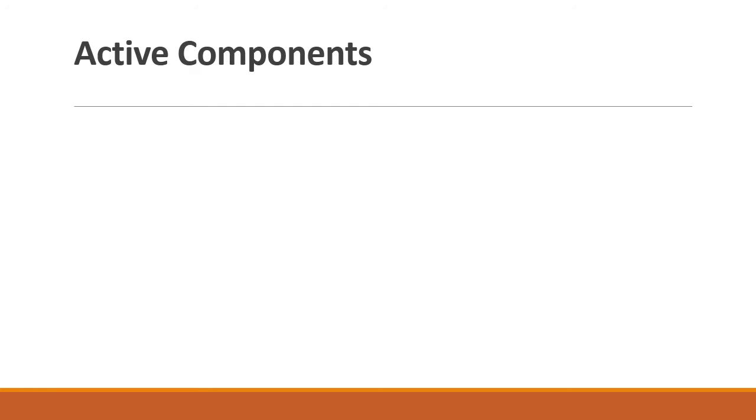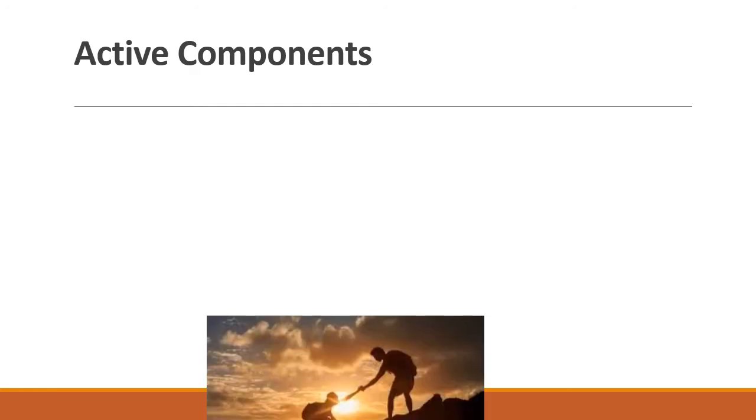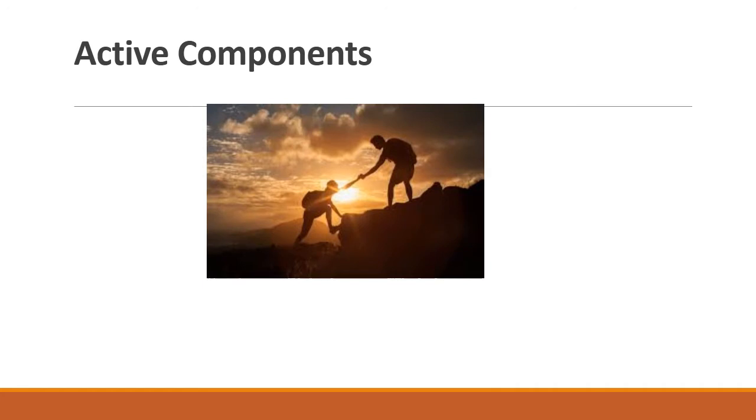So in order to understand the concept of active components, I will show you one picture. In this picture, one person is helping the other one. That means we can say that person is giving energy or power to the other person. And that is the concept of active components. It delivers power or energy to the circuit.